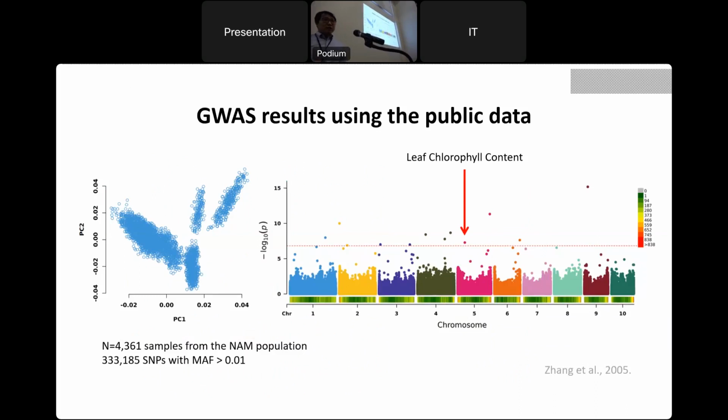But then a larger GWAS. Using this GWAS, well, this is the published data, we just did a reanalysis using published data of a nested association mapping population, which is composed of more than 4,000 inbred lines. We were able to identify, again, a signal in this region located on chromosome 5, associated with the leaf chlorophyll content.